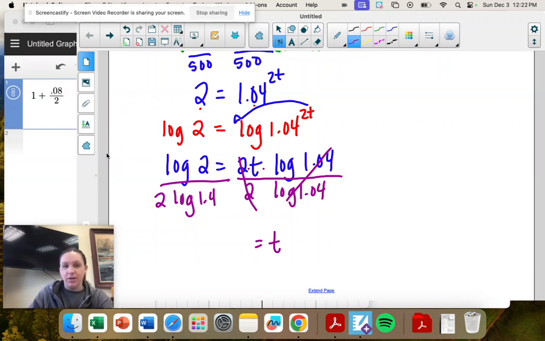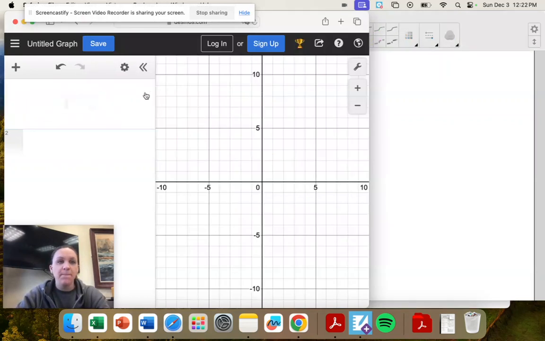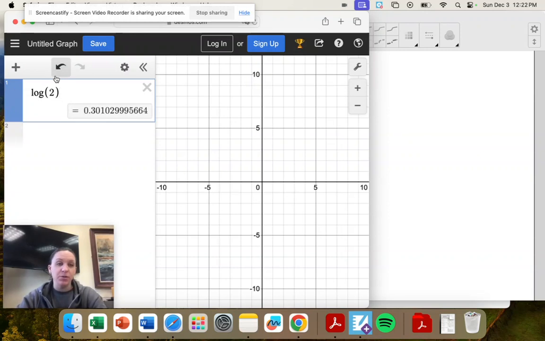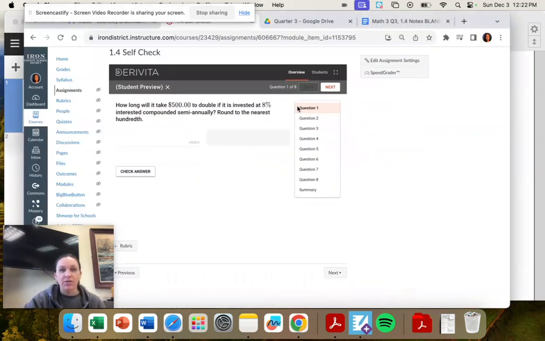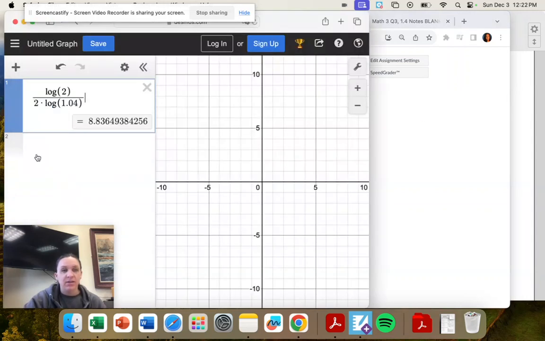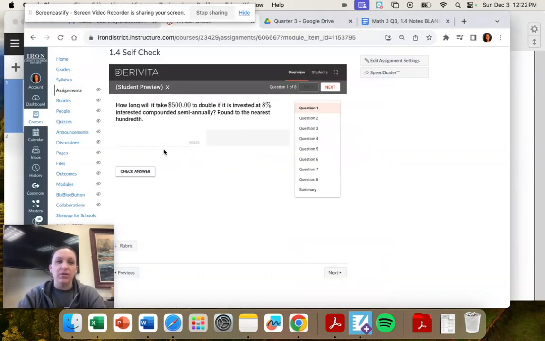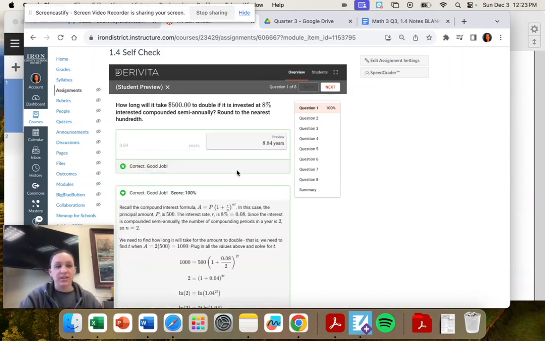I forgot a 0 there. So log 2, and I can just type log because I'm using the common log, divided by 2 times log of 1.04. And then let's see if it tells us some rounding. Round to the nearest hundredth. So that's 2 numbers after the decimal, 8.84. Because of that 6, it's going to make us round. So 8.84 years to double our money.